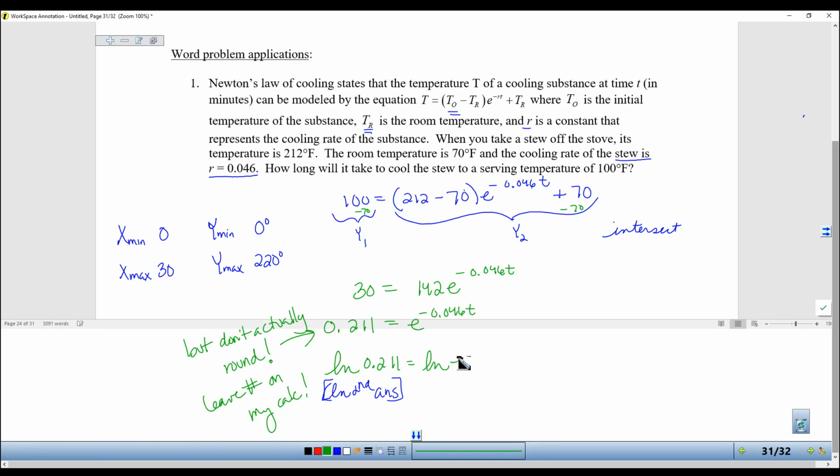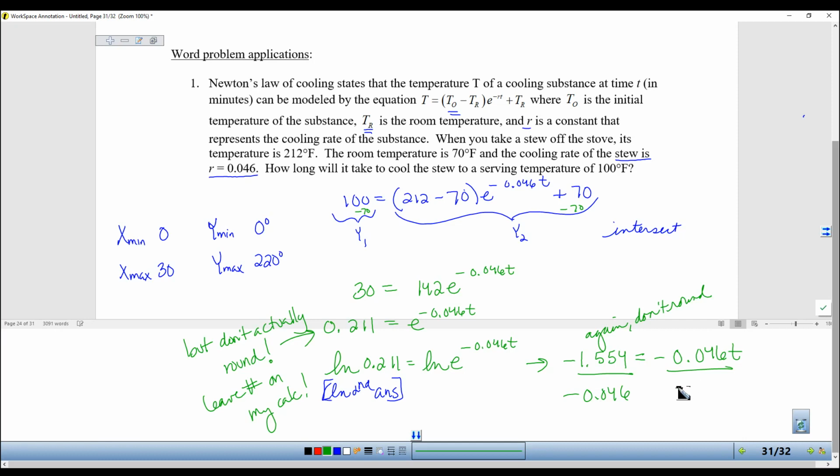Is equal to the natural log of e to the negative 0.046 t. That's going to give me negative 1.554. Again, I'm still not rounding anything, okay? Again, don't actually round. I'm just showing you the numbers on the paper so that you can see them, but you should be doing this on your calculator without rounding. Is equal to negative 0.046 t. Now I'm going to hit divide. The number's already on my calculator.